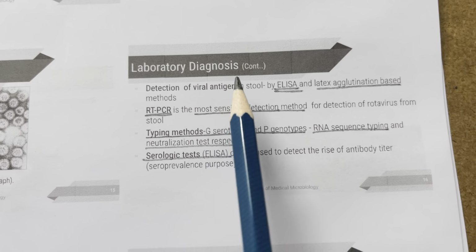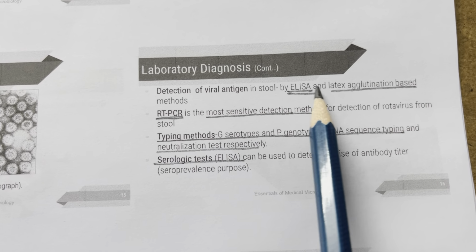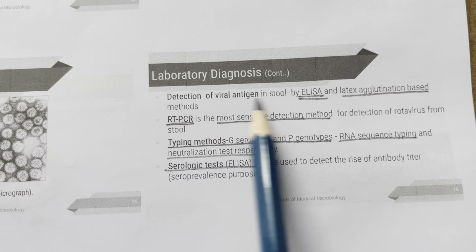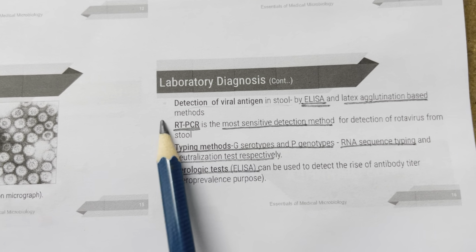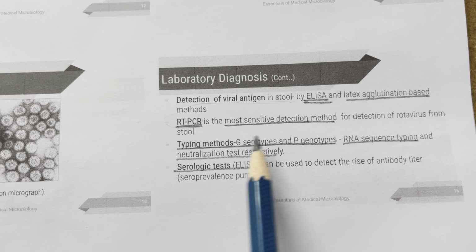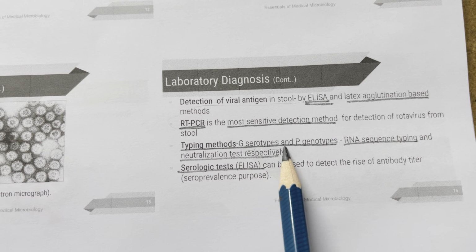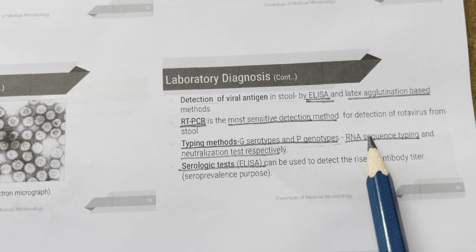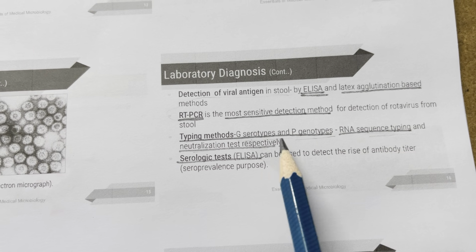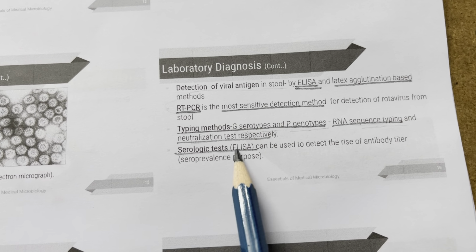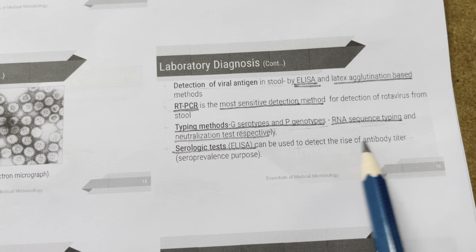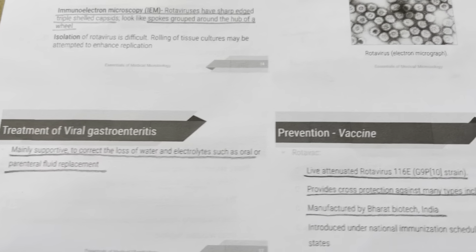So you can use ELISA and latex agglutination based methods to detect the viral antigen in the stools. RT-PCR is obviously the most sensitive detection method. And then typing methods, you can use G serotypes and P genotypes, RNA sequence typing and neutralization test respectively. And serological tests, you can use ELISA to detect the rise of antibody titer for seroprevalence purposes.